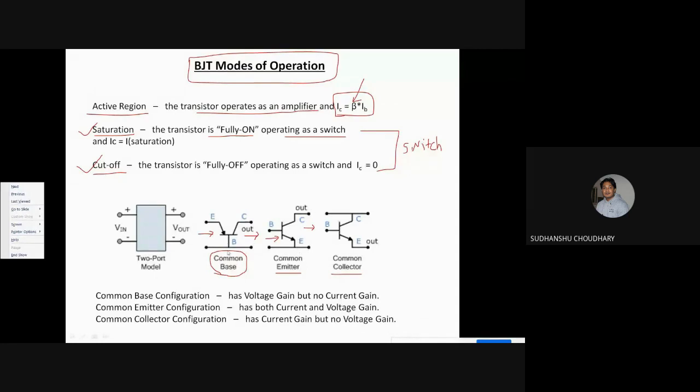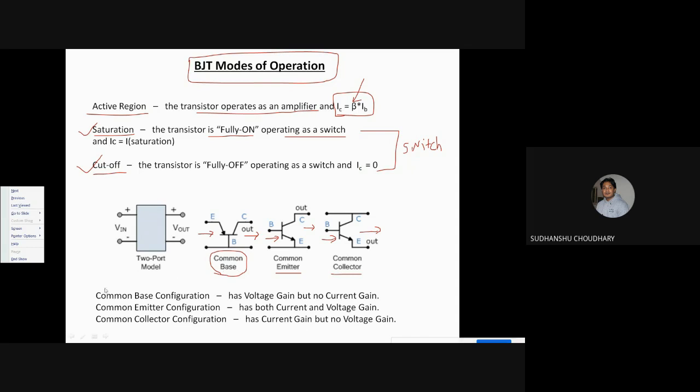Okay. Similarly here, base was common to both input and output. Similarly in common collector, the collector is common to both input and output. So input is now applied between base and collector, and output is taken between emitter and collector. So, right, output is collected at or taken at emitter. So this also one has to remember.